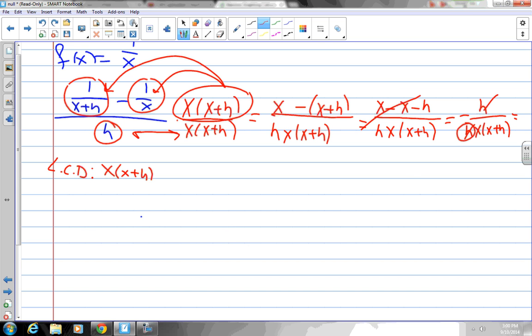Because again, this thing kicks in when h is very small, when h is basically 0, and there's absolutely no problem with setting h equals 0. It doesn't cause anything bad. Is that okay? Good.